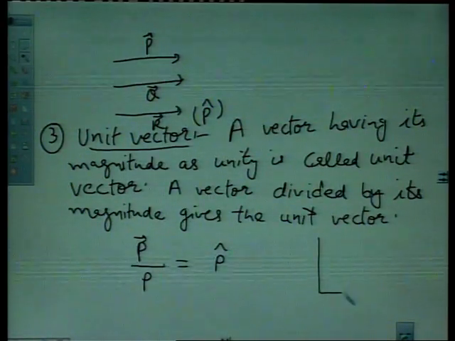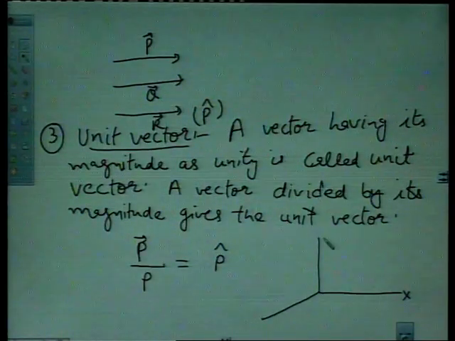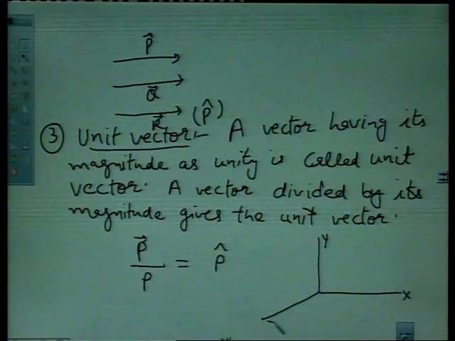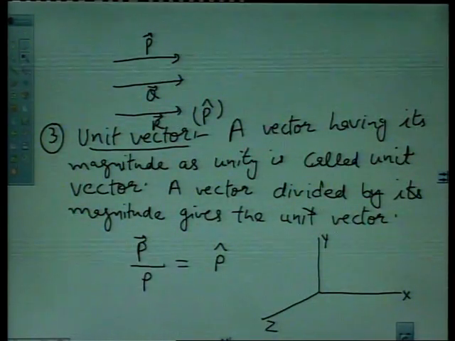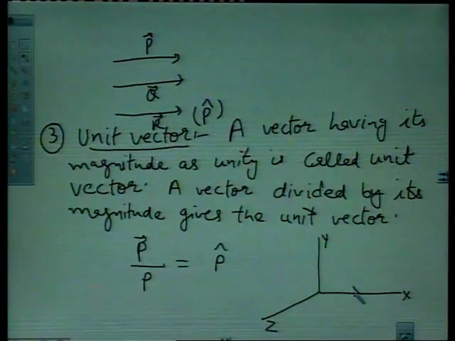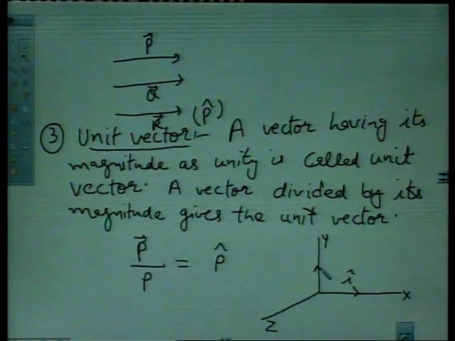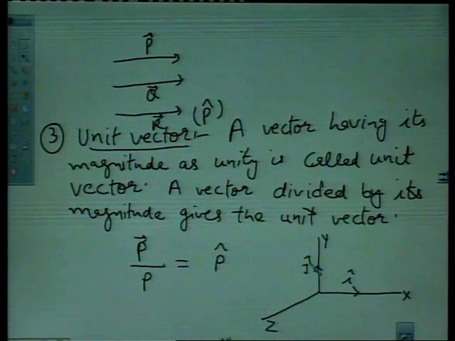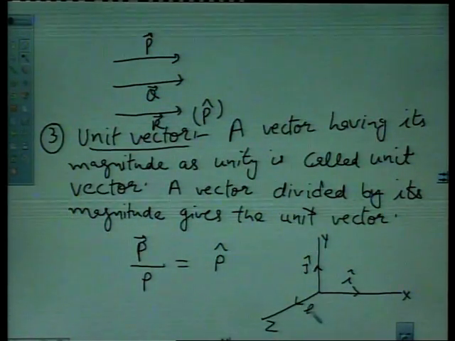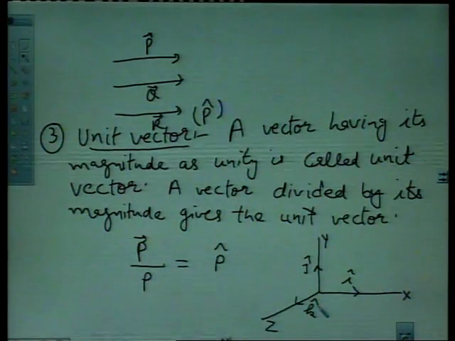Suppose we have three coordinate axes which are perpendicular to each other. This is x axis, this is y axis, and this is z axis. So three unit vectors are represented in this coordinate axis. The vector which is along x axis is i cap, unit vector which is along y direction is called j cap, and along z direction is called k cap. So i cap, j cap and k cap are three unit vectors perpendicular to each other.